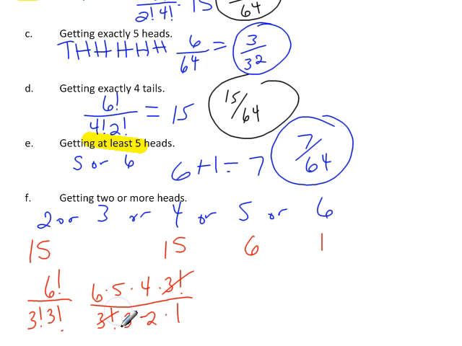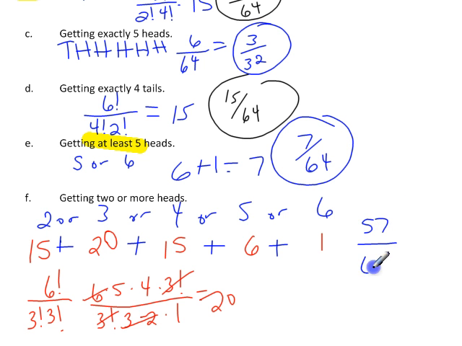Cancel. 3 times 2 is 6. So there's 20 ways for 3 of them to be heads. You could have also found that by looking at the 6th row of Pascal's triangle. If we add up all of these ways, 15 and 15 is 30, 50, 57. So the probability, there's 57 ways, but we know there's still 64 total. The probability that that happens is 57 out of 64.